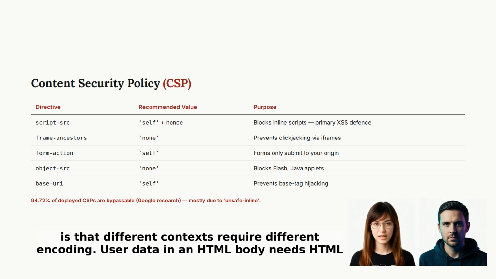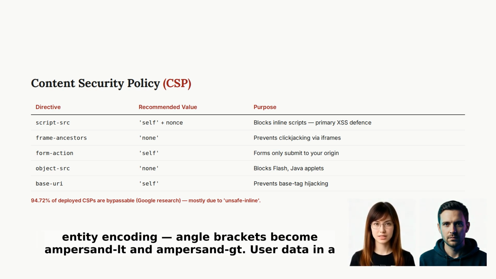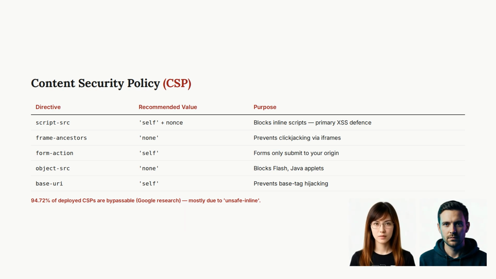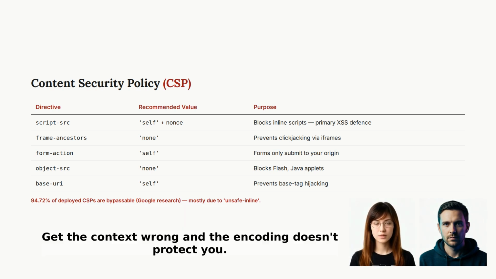User data in an HTML body needs HTML entity encoding. Angle brackets become &lt; and &gt;. User data in a JavaScript string needs JavaScript escaping. User data in a URL parameter needs percent encoding. Get the context wrong, and the encoding doesn't protect you.